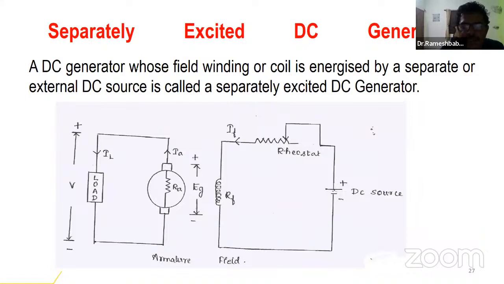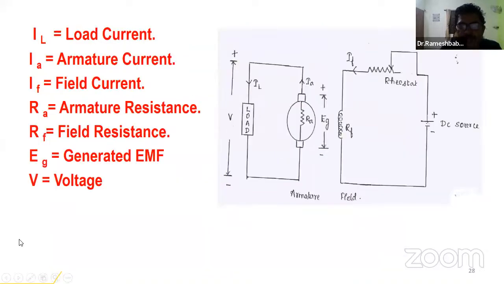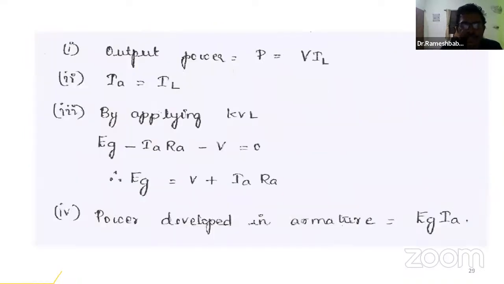Okay. Next, this is separately excited. So you have to draw this diagram and write the characteristic equation. So load current, armature current, field current. Next equation: apply a KVL so that you will get E is equal to V plus IRA.